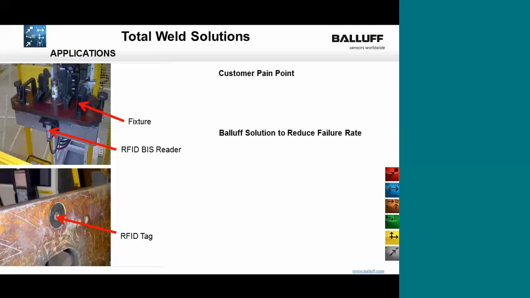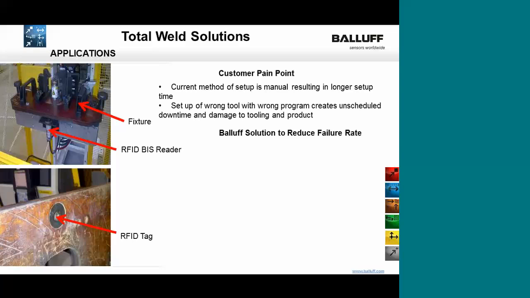In this case, we're showing the use of RFID inside a weld cell on tooling. Before the customer implemented this RFID solution, everything was manual in terms of setup. It took longer, and it also introduced a probability of error with the wrong tool being installed for the process that they wanted to run. And that could cause damage to the tooling and/or to the product that they're manufacturing.